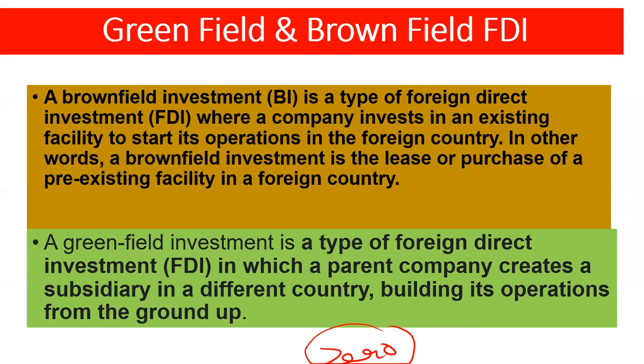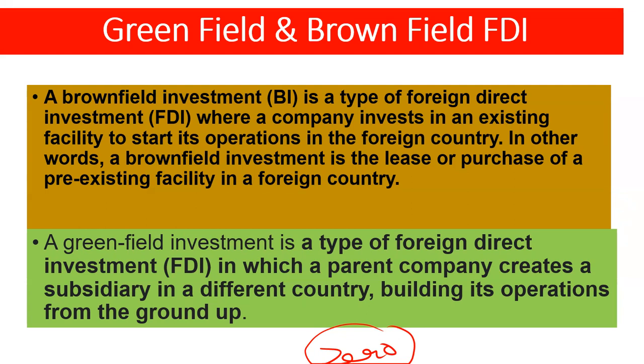By creating the subsidiary in a different country, it is called greenfield investment. I hope you have understood. Whenever we start from zero, it is called greenfield investment. By purchasing land for the business and then equipment, we will employ the labor and then we will start production. This is all from scratch, so it will come under greenfield investment.